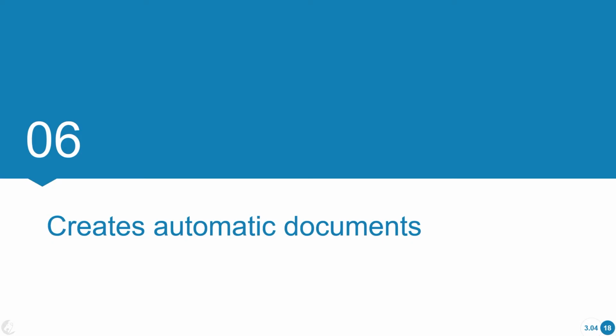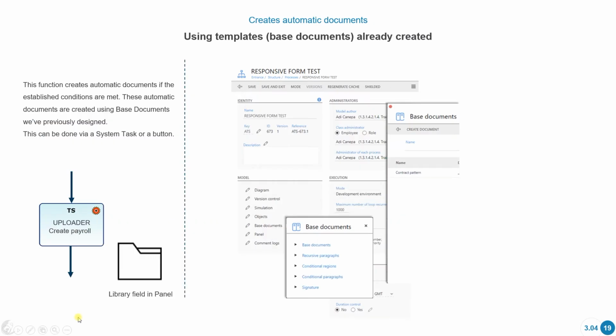Create automatic documents. We've already seen several times how to create a base document. This is something you guys have done in the previous course. And even in this demonstration, I've showed you guys how I'm generating documents with a button. But obviously we can also do this when the flow goes through this object, through the system task object.